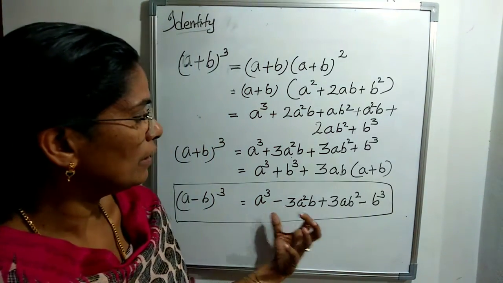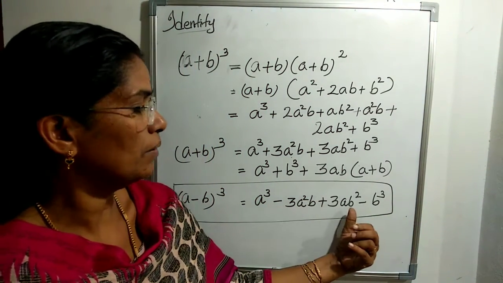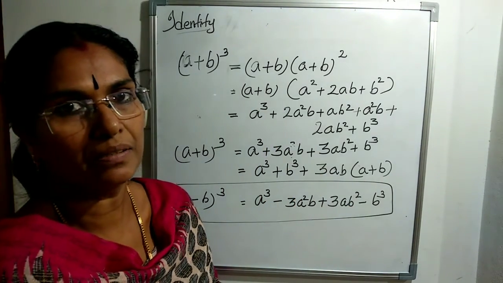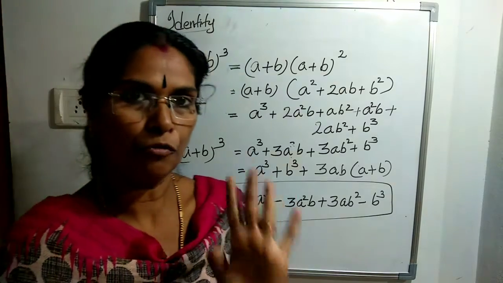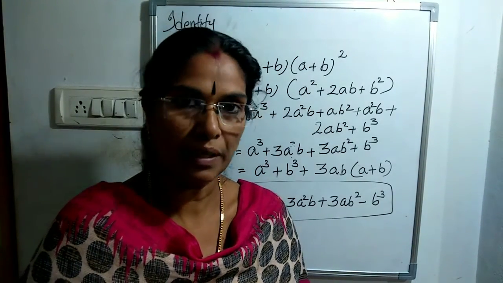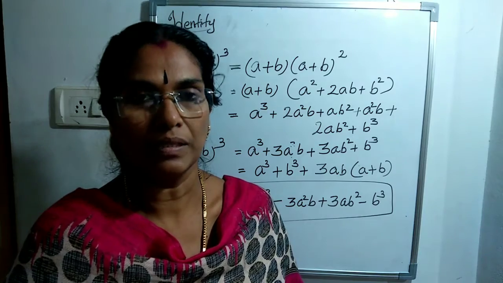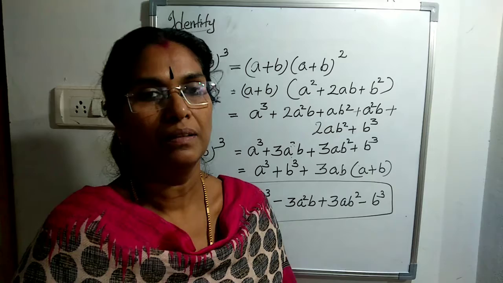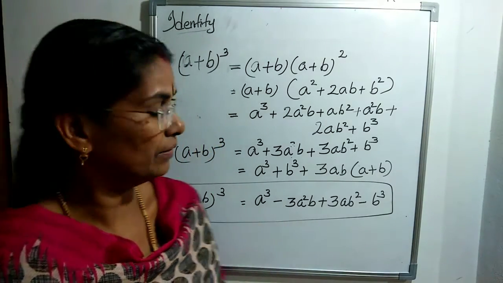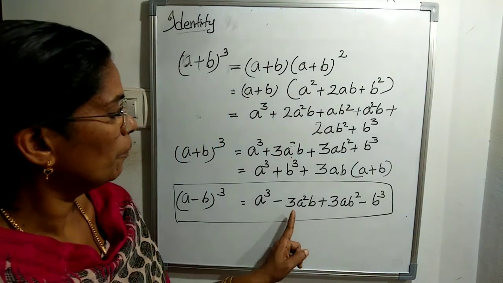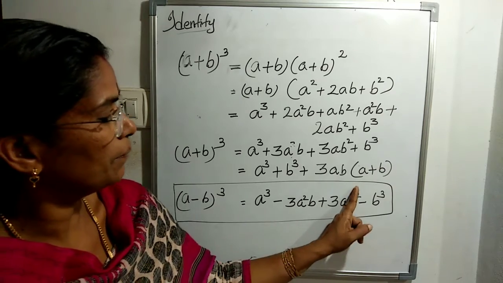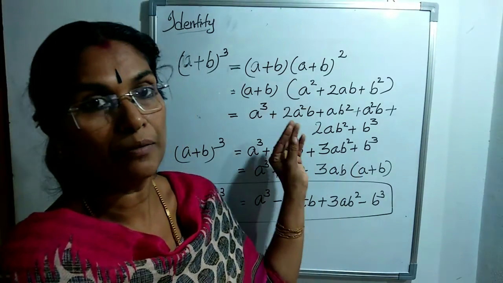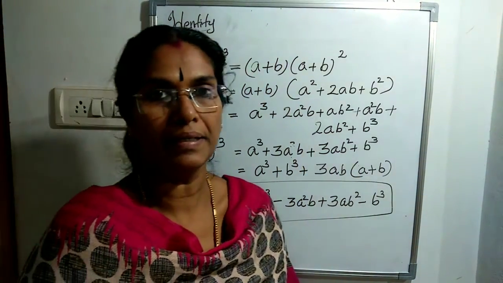Here two terms are negative and two terms are positive, whereas there all the terms are positive. That is the difference. (a + b) whole cube has 4 terms in the expansion, and all 4 terms are positive. In (a - b) whole cube, also 4 terms are there, but 2 terms are negative. This order you have to remember: a cube minus 3a square b plus 3ab square minus b cube. Now we can solve some questions using these two identities.